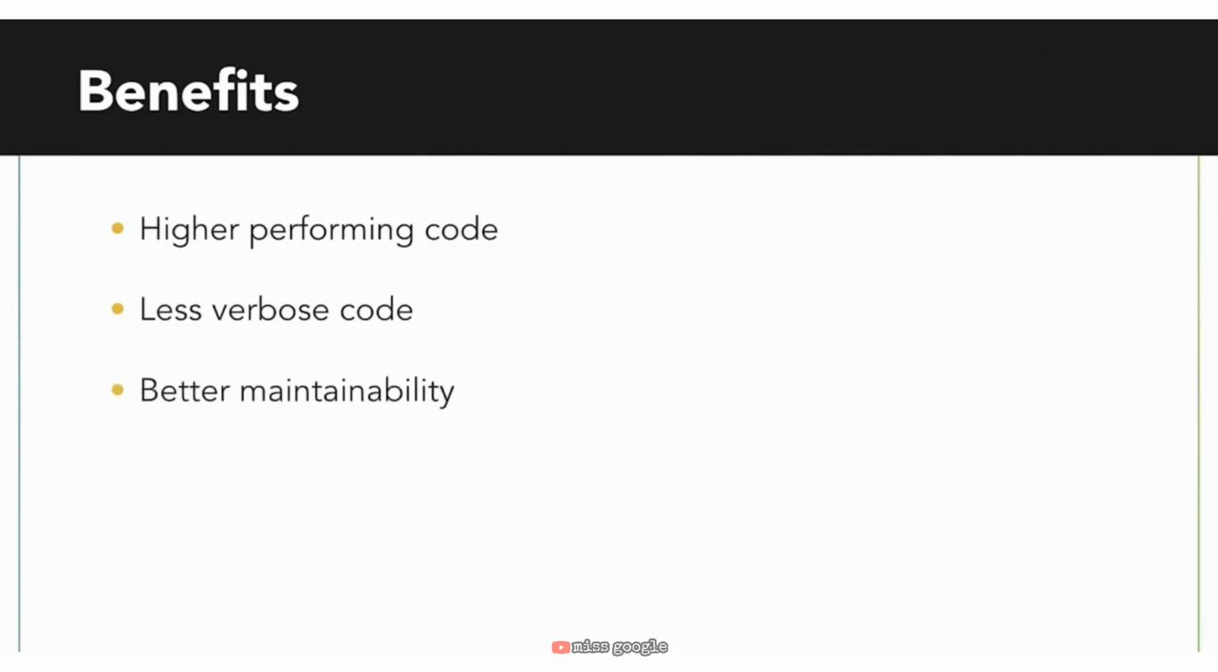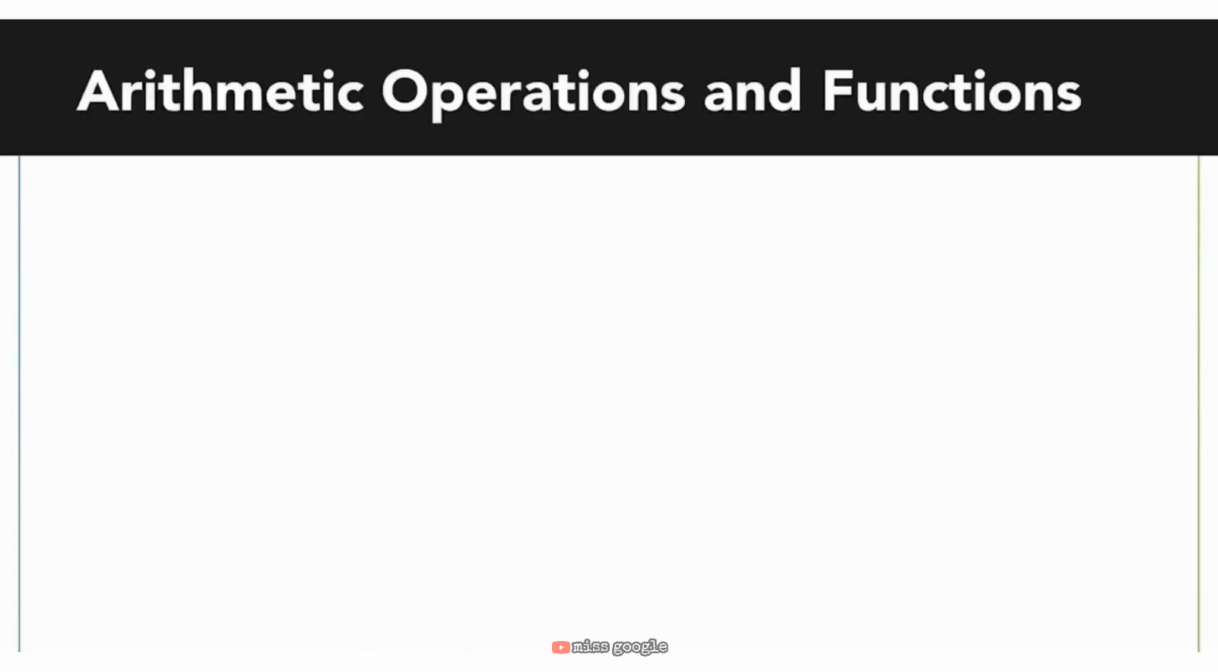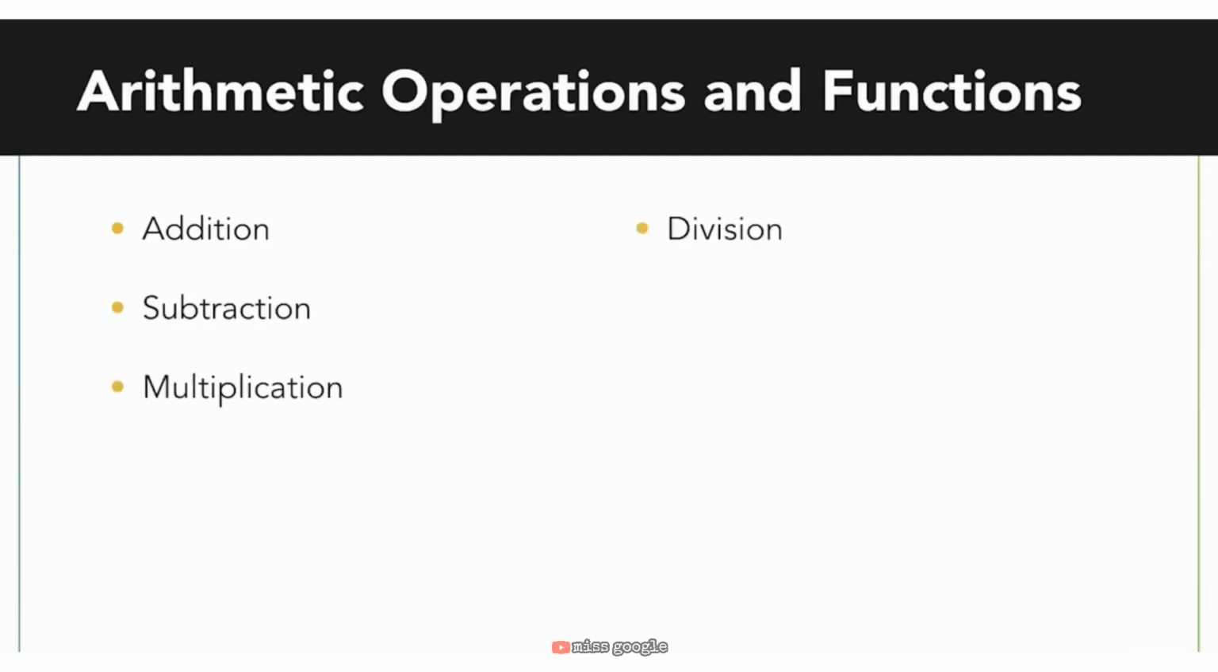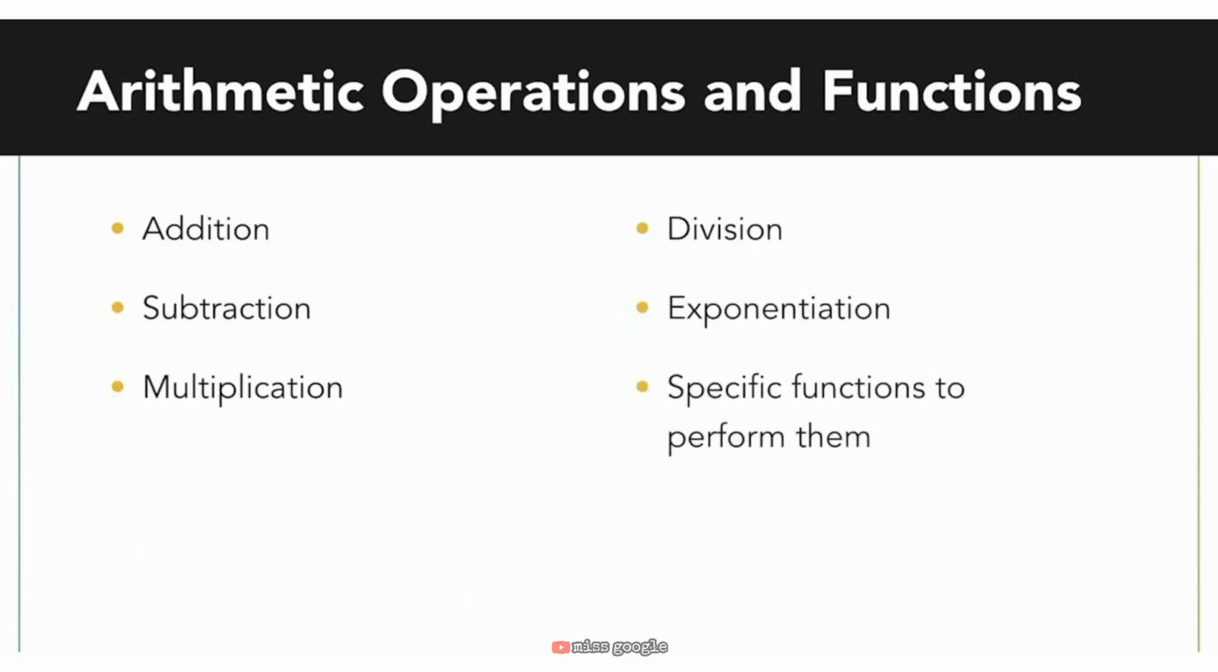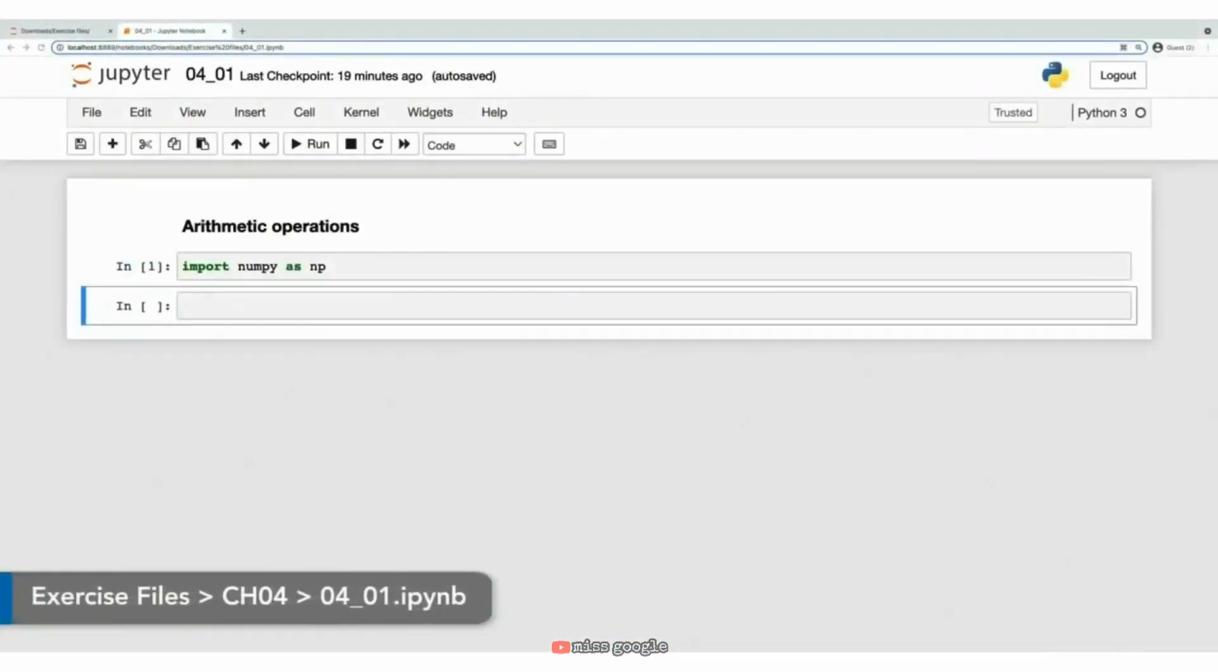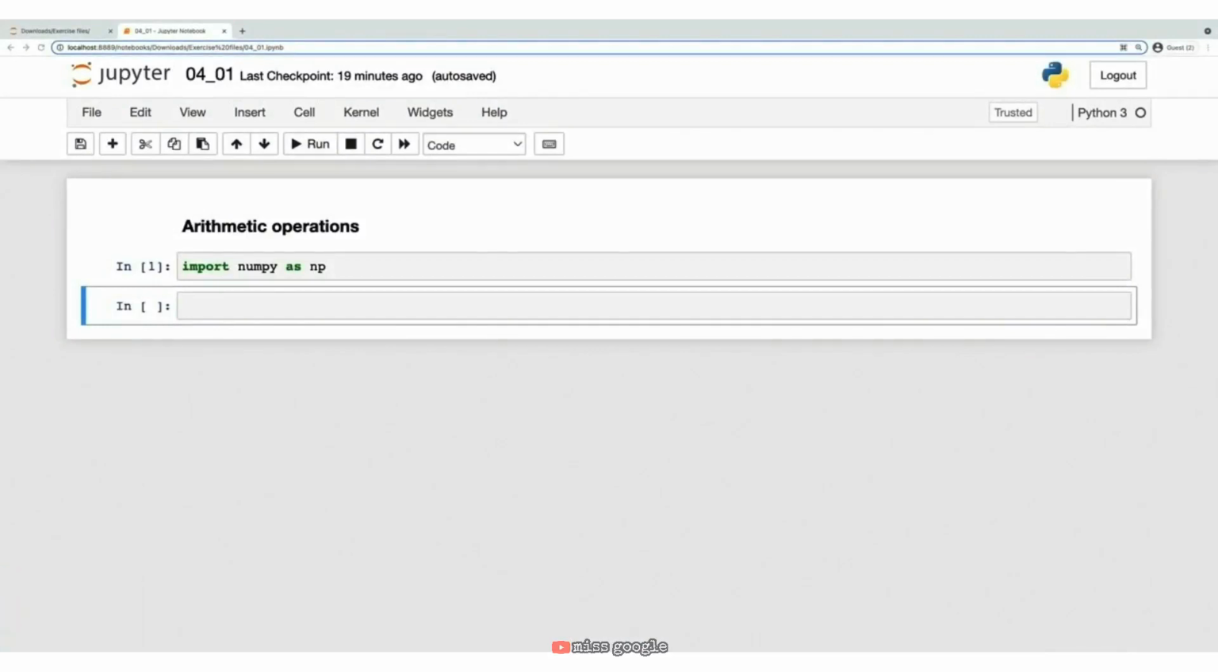There are plenty of arithmetic operations that are supported. We'll cover some of them: addition, subtraction, multiplication, division, exponentiation, and specific functions to perform them, as well as some other useful functions. Let's start exploring arithmetic operations by doing some simple calculations with scalars and between arrays. We have imported NumPy as NP.